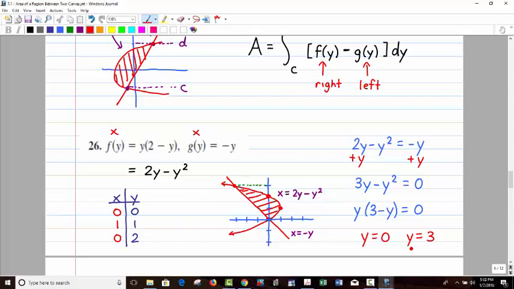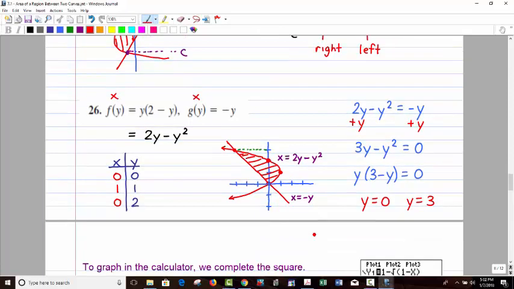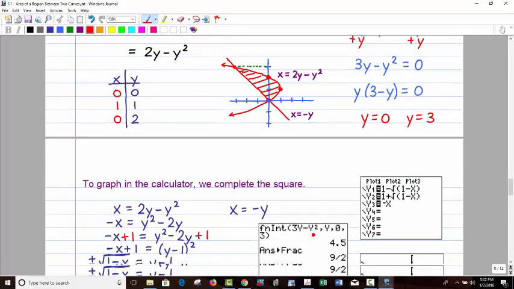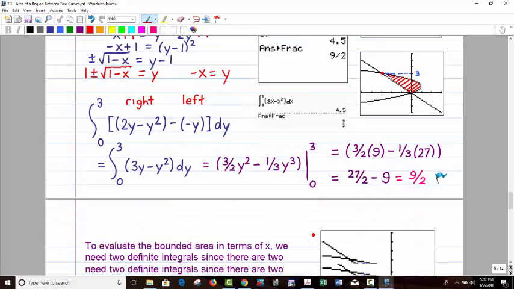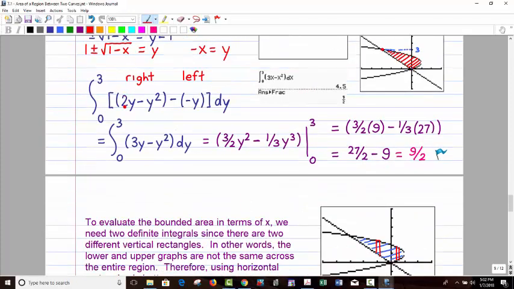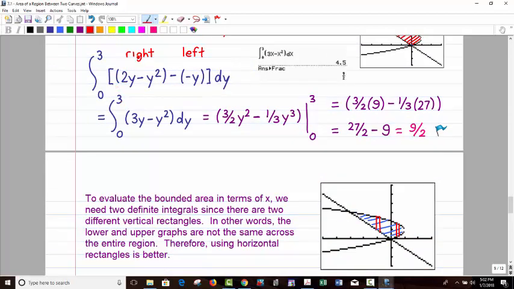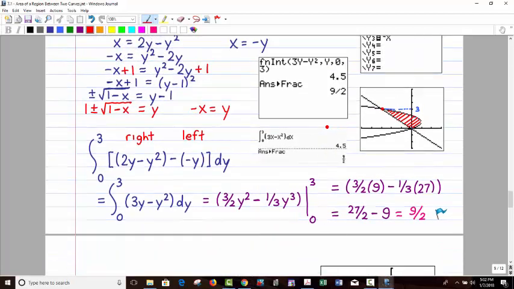And you can see from the picture here that the parabola is on the right and the line is on the left. So it's going to be the parabola minus the line, from 0 to 3. Let me jump down here for a second. I'll come back and show you that mess right there. But let's finish this and I'll scroll back up. So it's right minus left from 0 to 3. I worked it out manually. That's fine. Put it in the calculator.